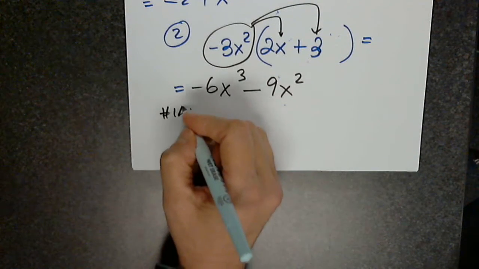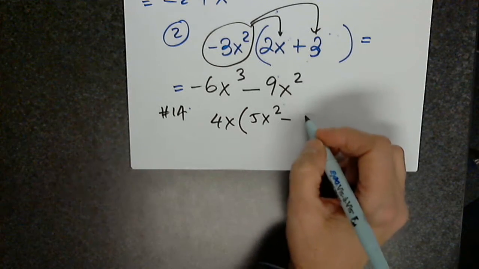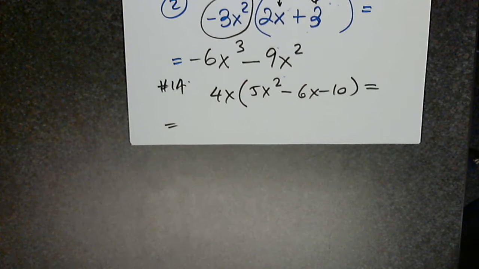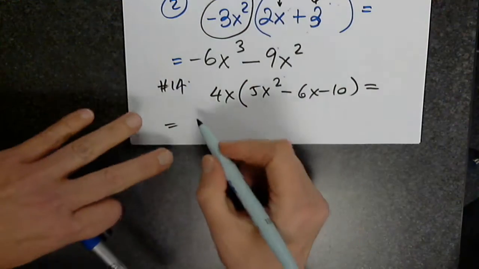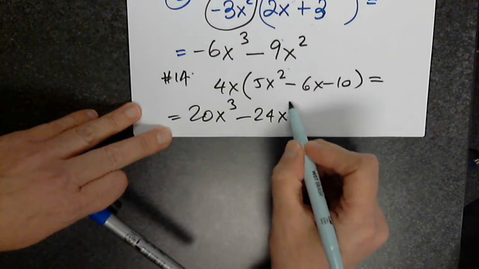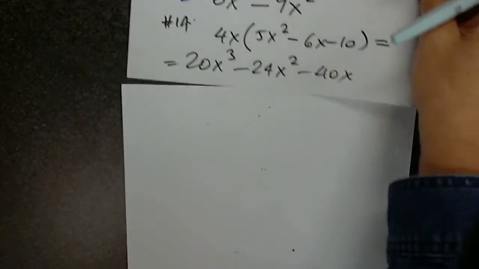Let's look at 14. 4x multiplied by 5x squared minus 6x minus 10. Yes, 20x to the 3rd, correct? Very good, excellent.